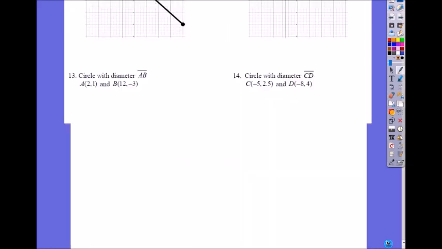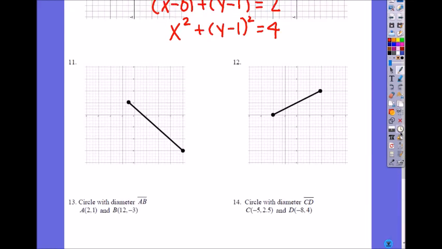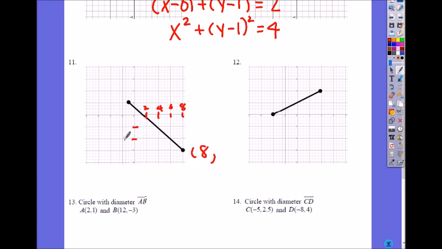Let's try another one. So this is harder than the first one. First, you have to find the coordinates. It's kind of hard to see, but it's 2, 4, 6, and 8. So here I have 8, here's negative 2, negative 4, negative 6. And here I have negative 1, 2.